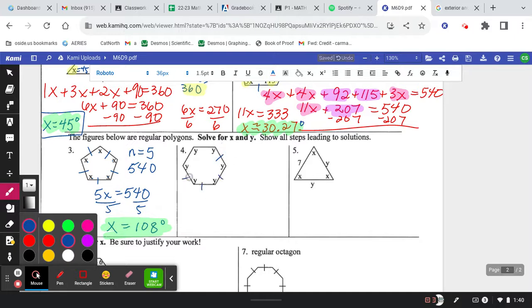1, 2, 3, 4, 5, 6. So a 6-sided figure is 6 minus 2 times 180. And so 180 times 4 is 720. And there's 1, 2, 3, 4, 5, 6. 720 divided by 6, we get 120 degrees.